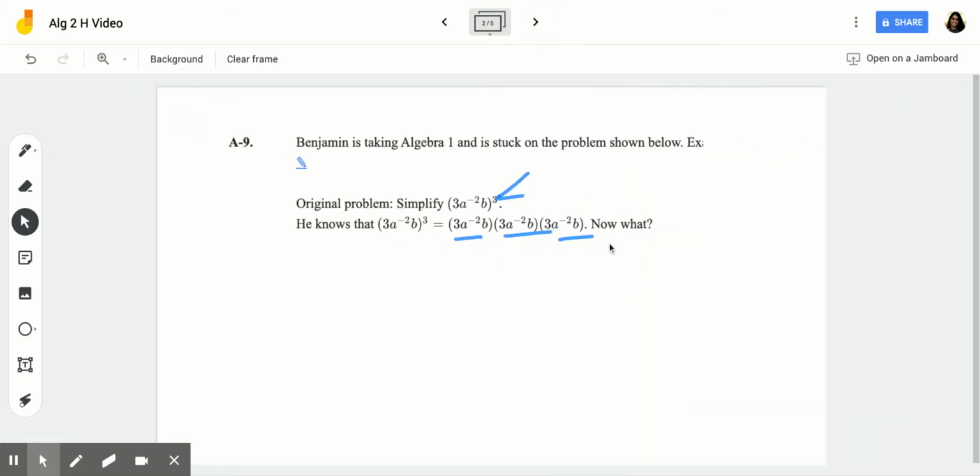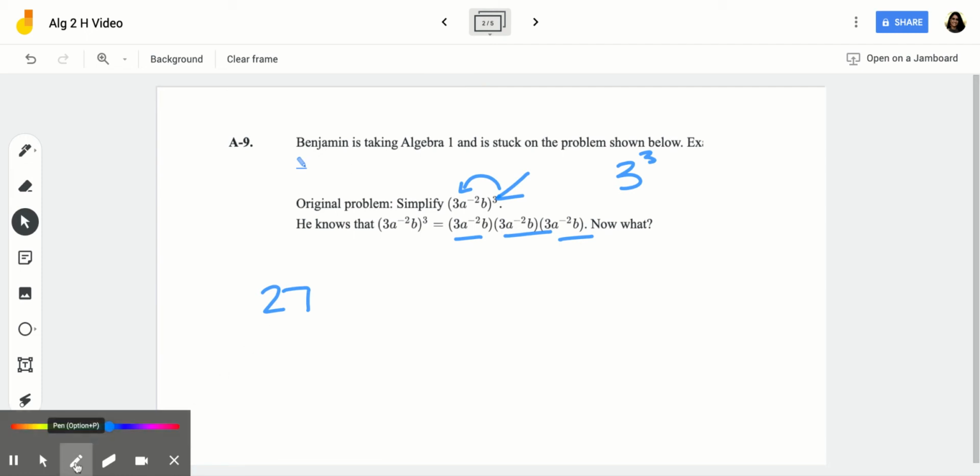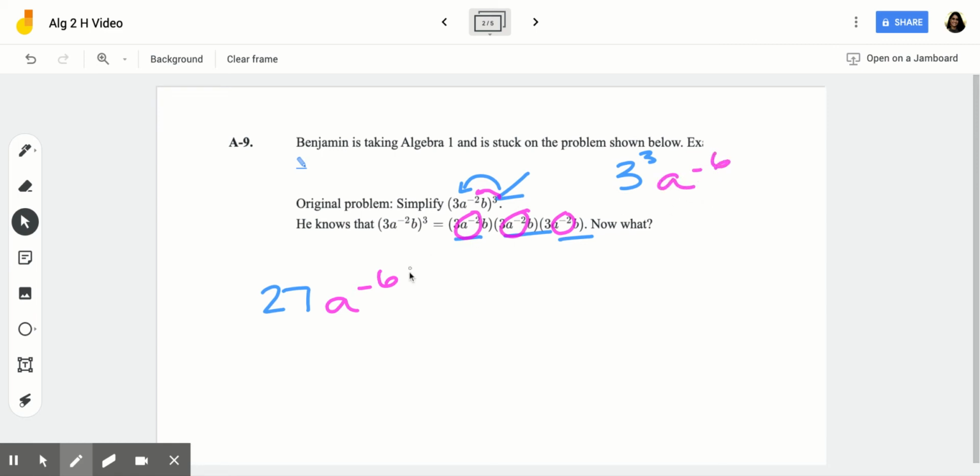So he wrote it out 3 times, and then it says, now what? Well, now he should continue the problem and basically use more rules. So 3 times 3 times 3 is 27, which is the same as if he had distributed 3 cubed, and that's what 27 is. Okay, let's keep going. Now, the a's. So he has a to the -2, a to the -2, and a to the -2. You can add those -2's to make it a to the -6th. That's the same as if he had distributed this 3 and multiplied 3 times -2 is a to the -6th.